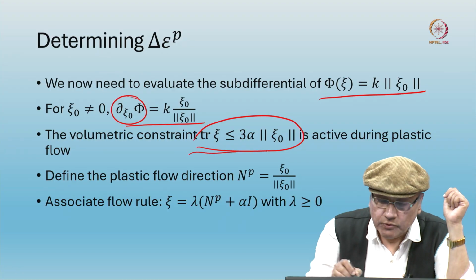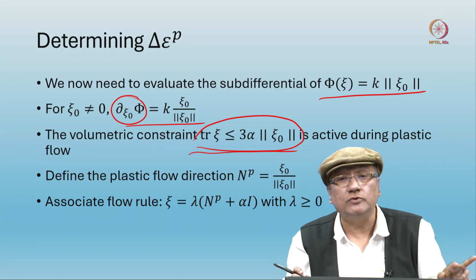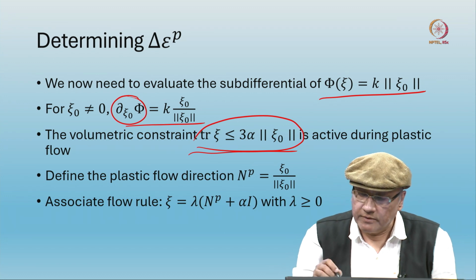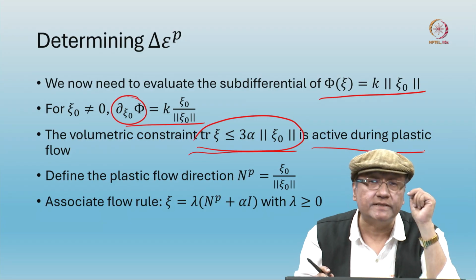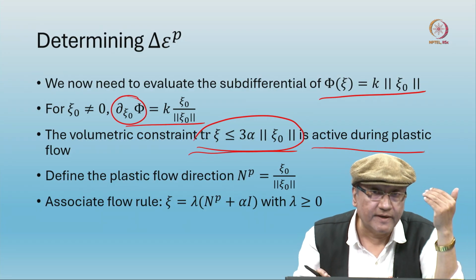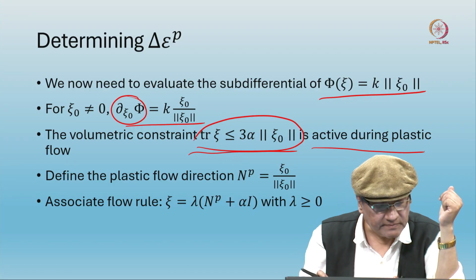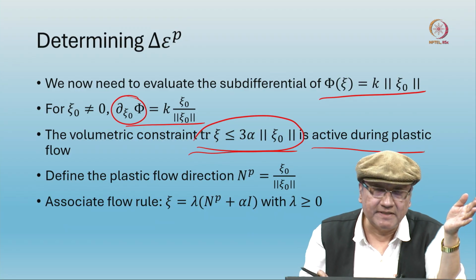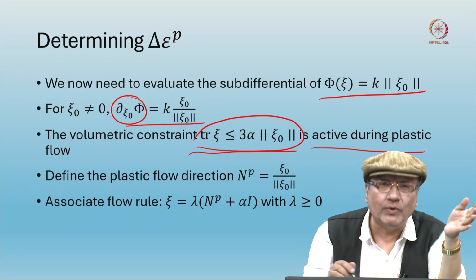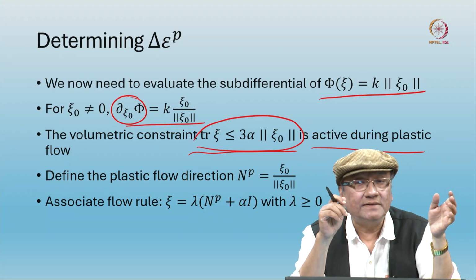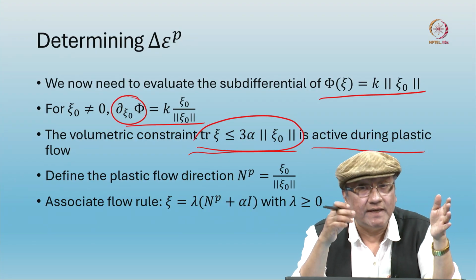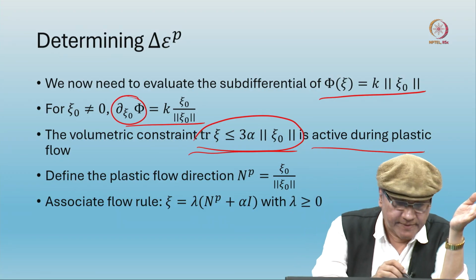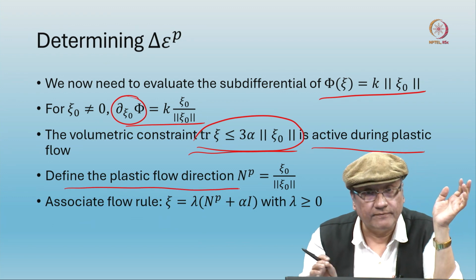Okay. Now, let us look at this constraint. Trace of xi has to be less than or equal to 3 times alpha times norm of xi 0, right. This must be active during the plastic flow. This constraint must be active during the plastic flow. And we have already discussed earlier that this constraint essentially comes as an equality, that you should recall. Without that equality, you really do not get a non-zero plastic strain.